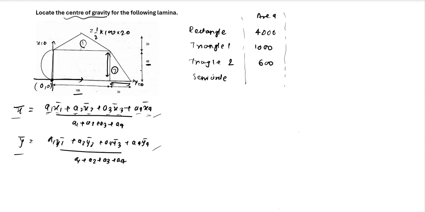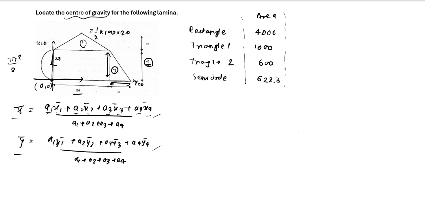And for the semicircle, it will be pi r square by 2, because pi r square is the area of the entire circle. So for the semicircle, the area will become pi r square by 2. So it will be pi into r. You can calculate r from this value. This is 40, so r should be 20, half of the 40, because the 40 is the diameter. So the radius will be 20. So we have pi into 20 into 20 divided by 2. We have 628.3 as the area.